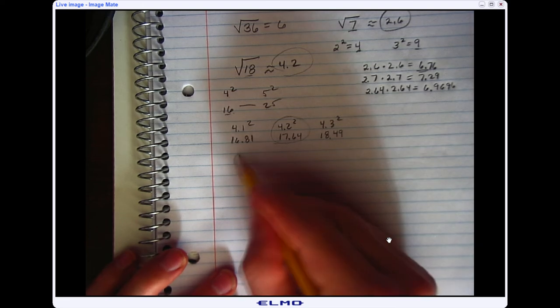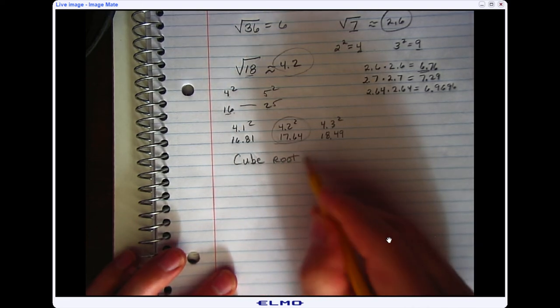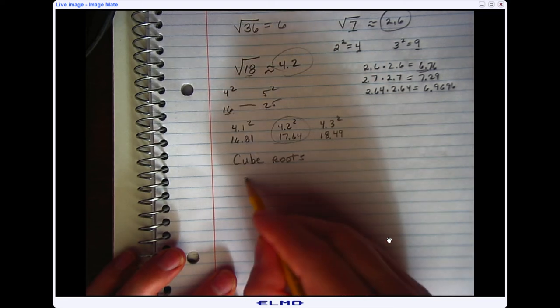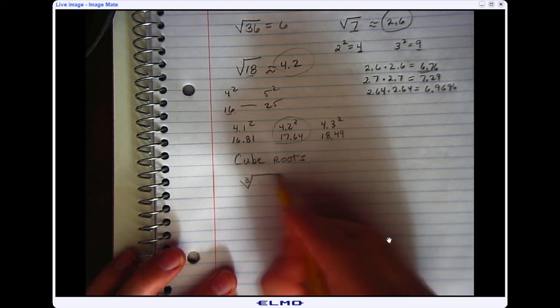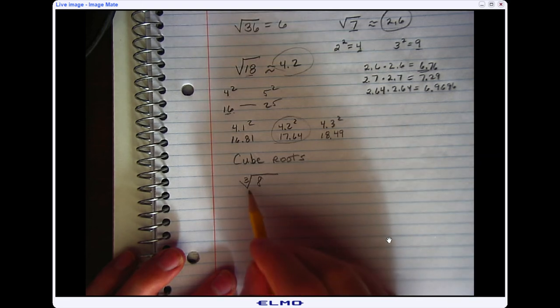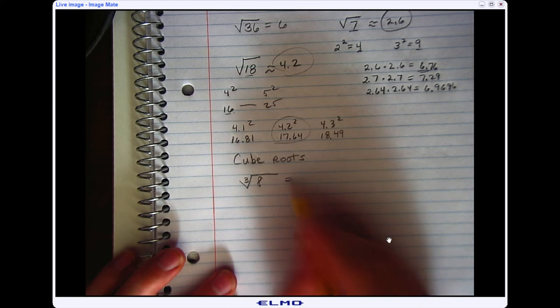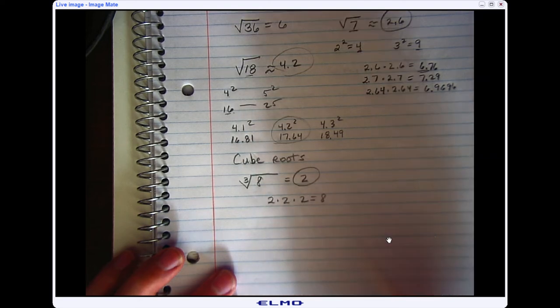So the next part of the radical family I want to talk about is cube roots. A cube root is like square roots, where it has that symbol, but there's a little 3 inside it, which means if I do the cube root of 8, I'm looking for what number times itself 3 times gives me 8. And the answer for that would be 2, because 2 times 2 times 2 is 8.